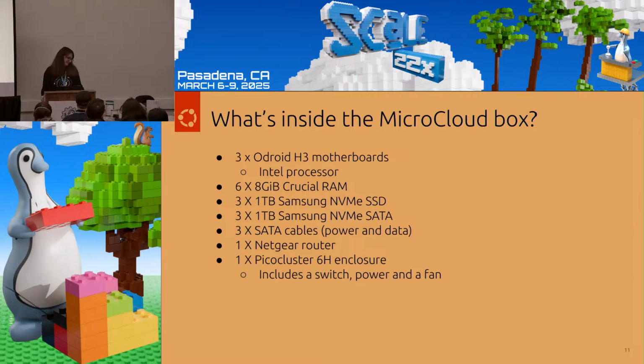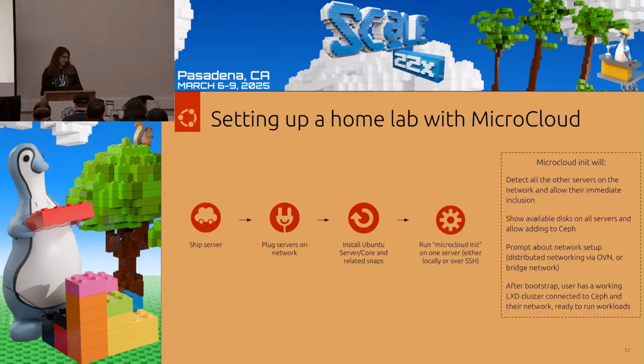Also, I mean, we built this, as I said, about a year and a half ago. Back then, everything together cost about $2,000 US. You can, of course, go cheaper, you can go more expensive. There are many different options. This is just something that we chose at that point. And then, what does setting up a MicroCloud actually look like?